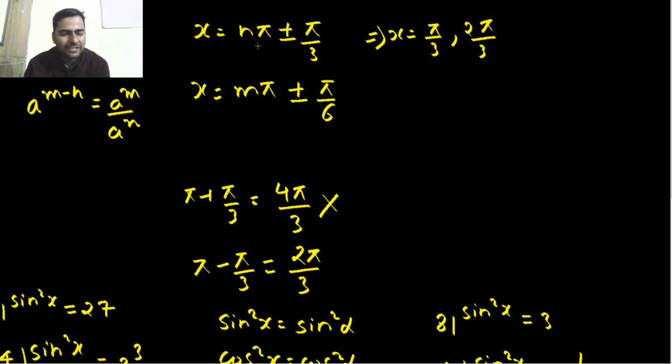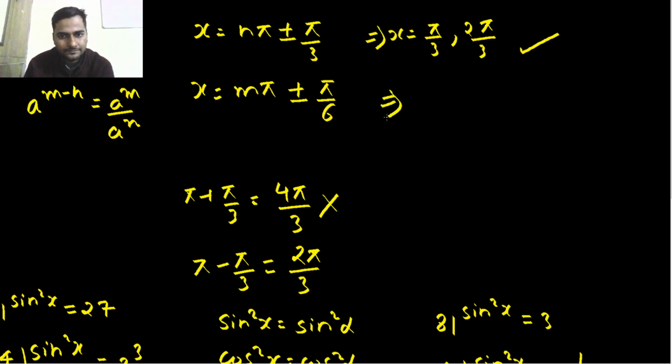Can we take other values? If you take n as 2, so 2 pi plus minus pi by 3, 2 pi is 360, and 360 plus 60 is obviously again greater than pi, and 360 minus 60, 300, is again also greater. So we don't need to go for further values of n. So these two values we are getting from the first.